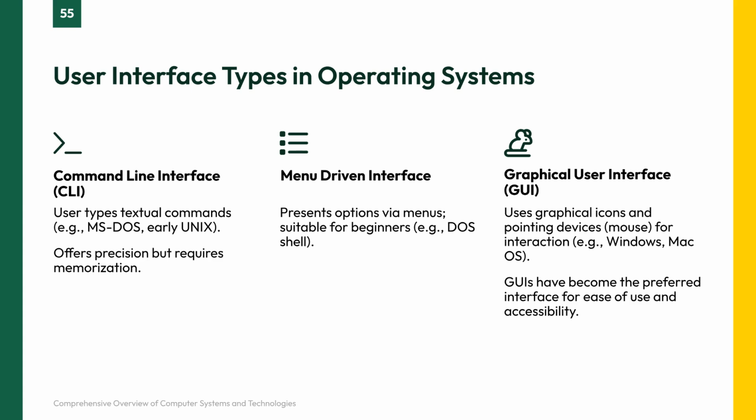User interface types include the command line interface, which uses textual commands, the menu-driven interface, which presents options via menus, and the graphical user interface, GUI, which uses icons and pointing devices.